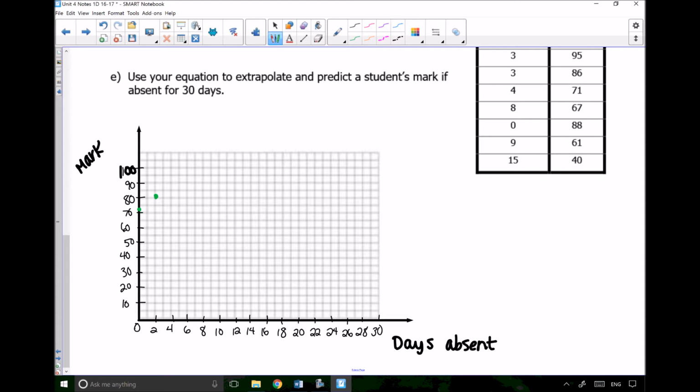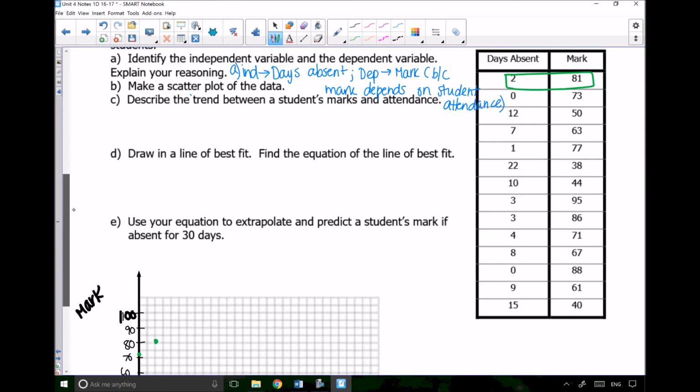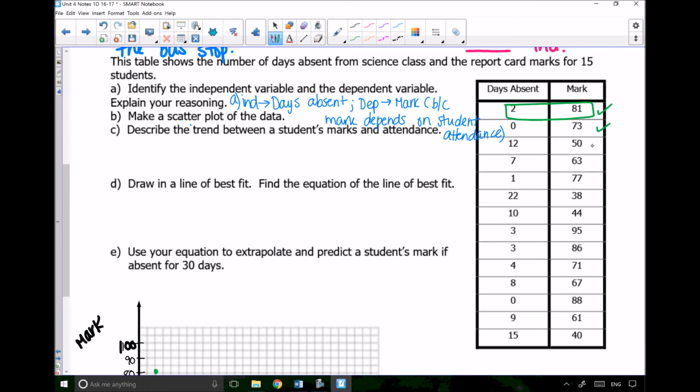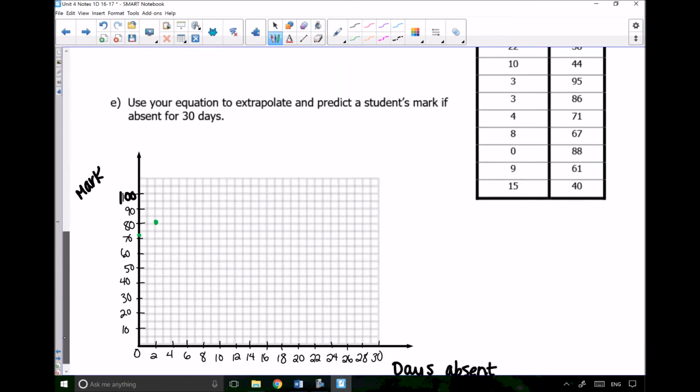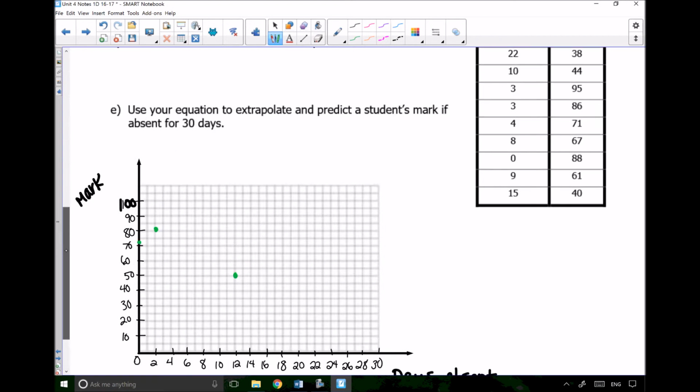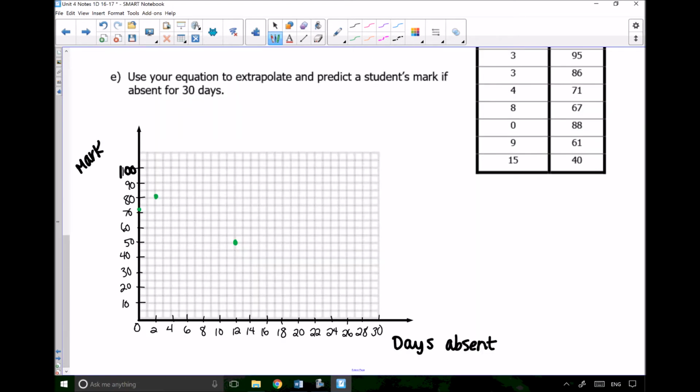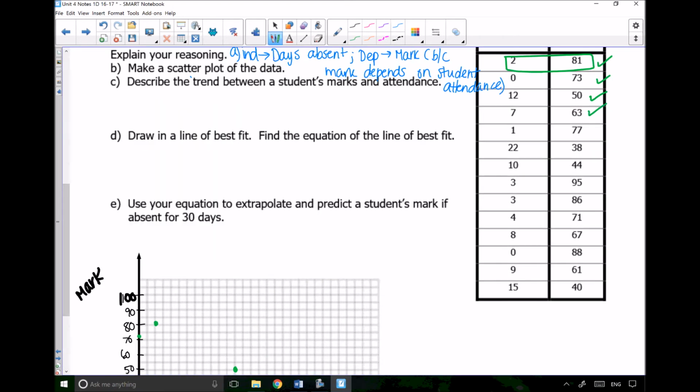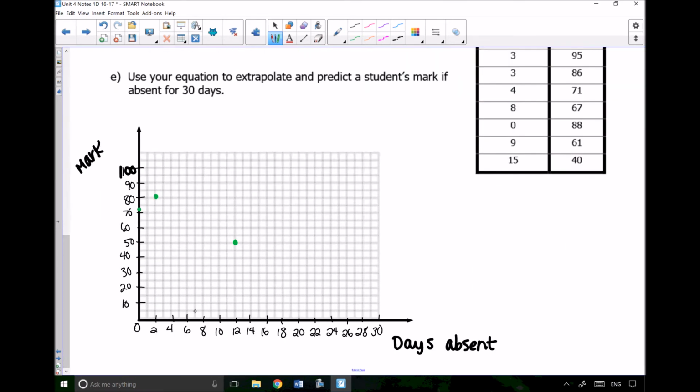Okay, the next one was the student was absent for 12 days, so put a check next to these two, and got a 50 in the class. So if you were absent for 12 days and you got a 50 in the class, this is where you would fall in the graph, okay? And then the next one is 7 days with a mark of 63, so we'll put a check next to that one because we're going to do that one right now. So 7 days with a mark of 63 goes right here.